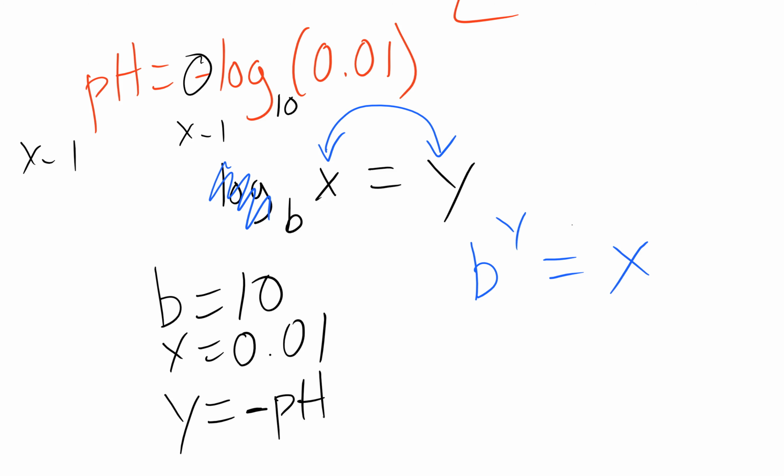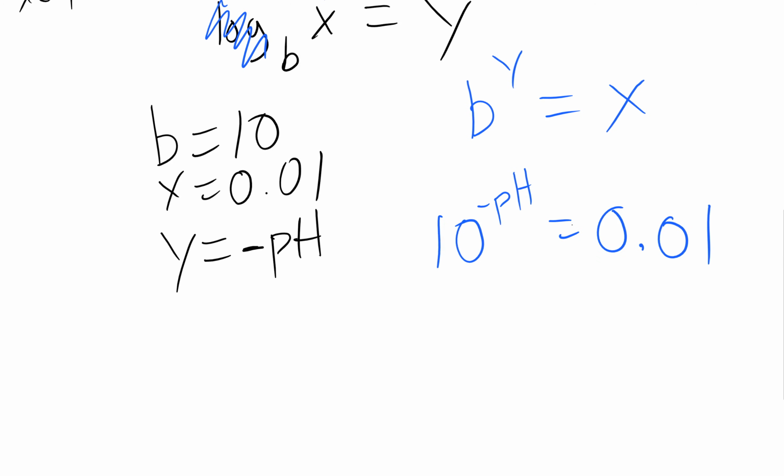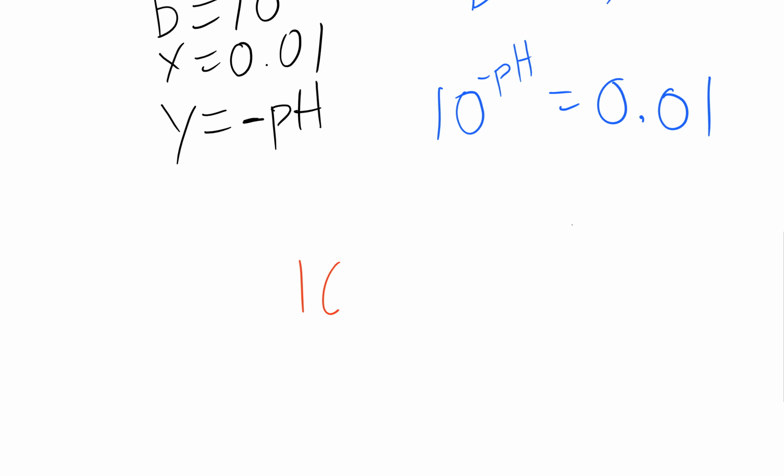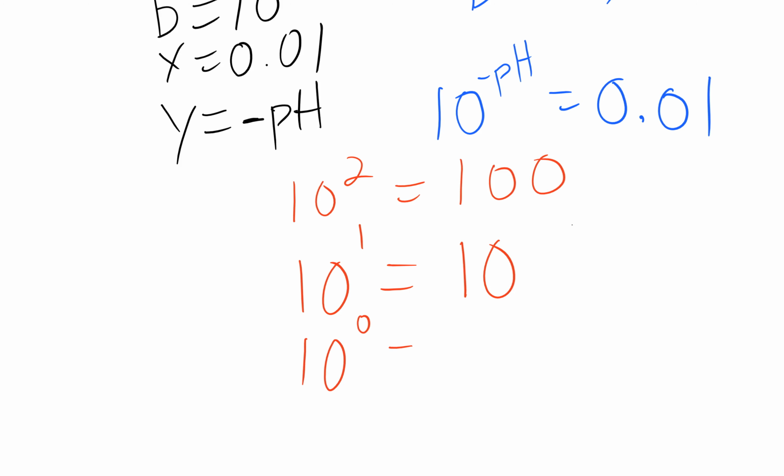What's B? 10. What's Y? Negative pH. And what's X? 0.01. Now, the cool thing about tens is that tens are really easy to do math with. You just have to move the decimal when you multiply by 10. So this is a little bit of math, but let me teach it to you really quickly. 10 to the 1 is equal to what? 10. 10 to the 2 is equal to what? 100. What's 10 to the 0? It's 1. 10 to the 0 is 1.